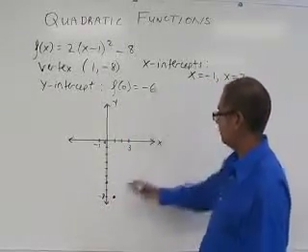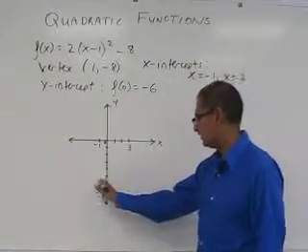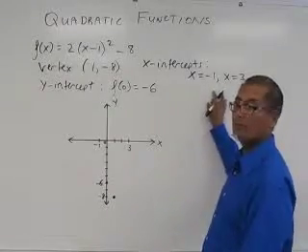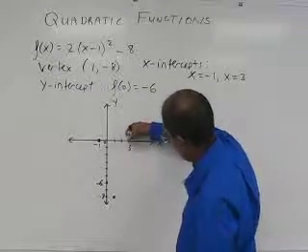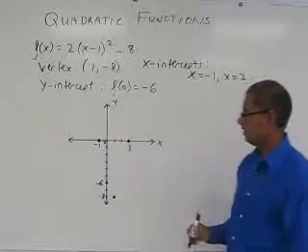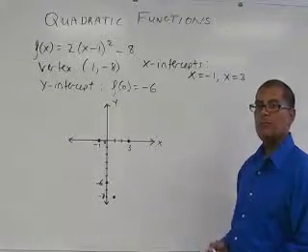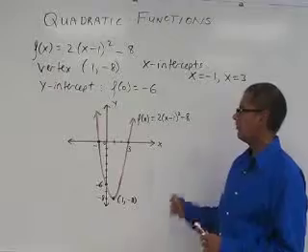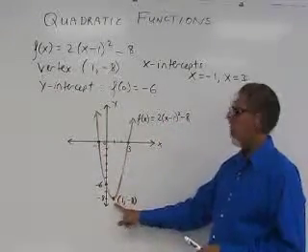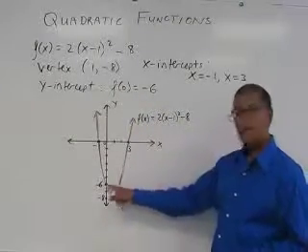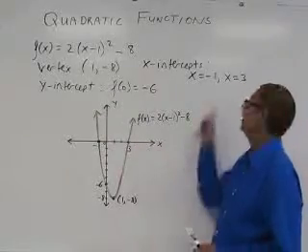We know the y-intercept is at negative 6, so it's going to hit the y-axis right there at negative 6. We have two x-intercepts at negative 1 and at 3. So now it's a matter of joining up the points to get the parabola. So here's a graph of our quadratic function, 2 times (x minus 1) squared minus 8. We notice we have the vertex at (1, negative 8), the y-intercept at negative 6, and the x-intercepts at negative 1 and 3.